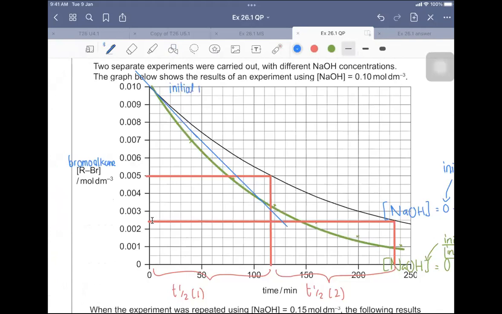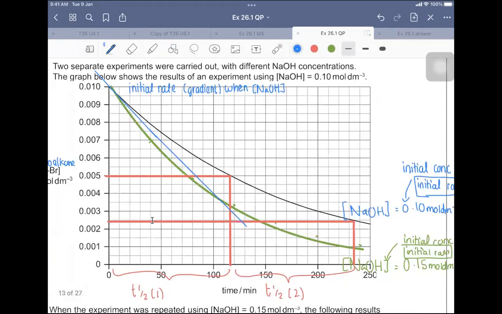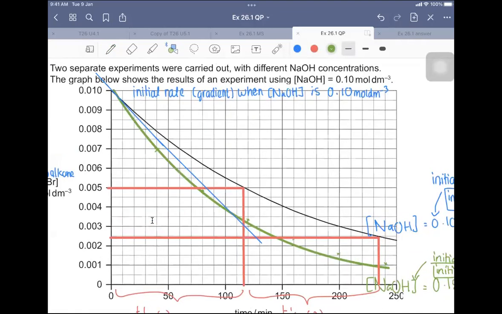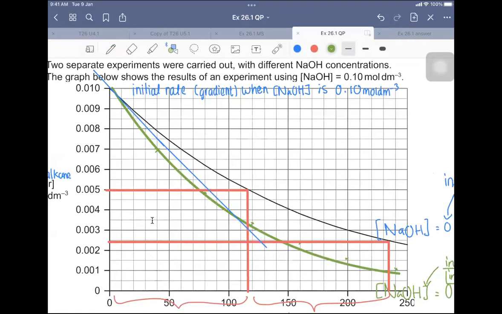You want to find the initial rate, which is the gradient, when the concentration of sodium hydroxide is 0.10 mole per dm cube. That's your blue line. Next is your green line. I cannot use green, obviously. Maybe I can.